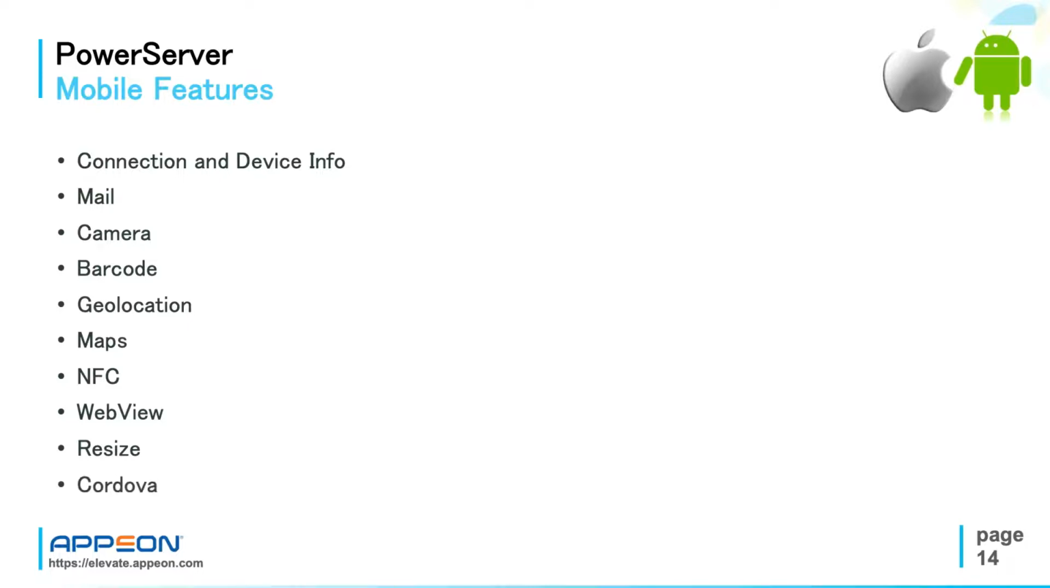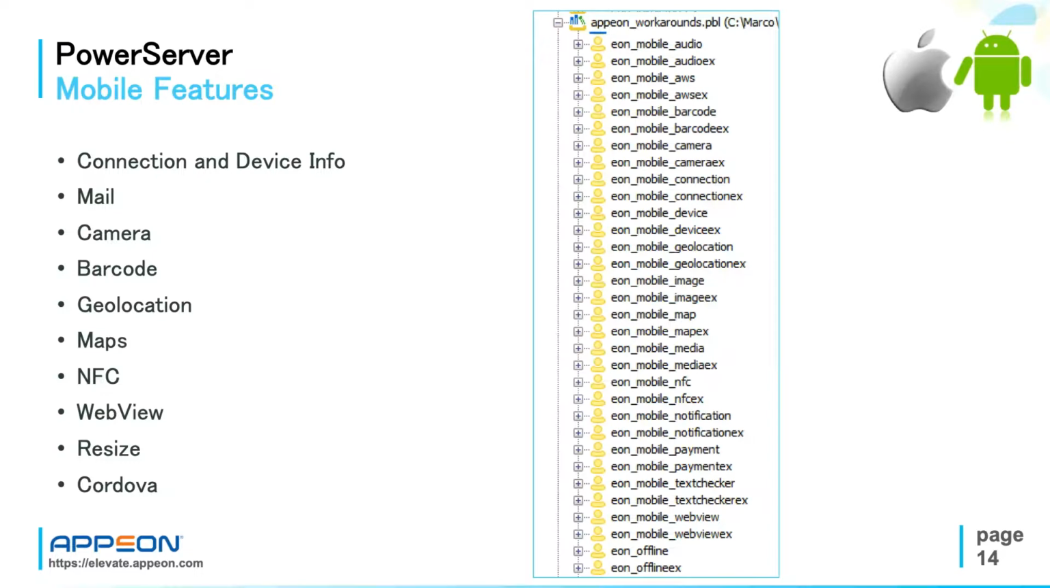And finally, the Cordova plugin. Cordova is the de facto standard set of native plugins for mobile applications. So if you want to access the address book or the Bluetooth or program WebSockets, you can rely on the Cordova plugin. Here is the workaround library with a list of objects to support these mobile features and more.